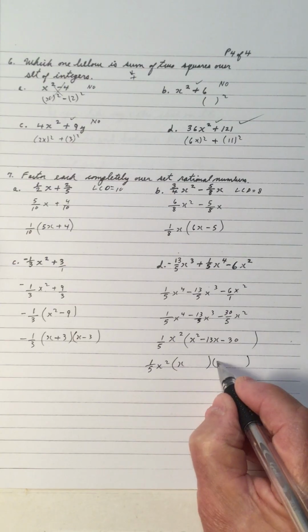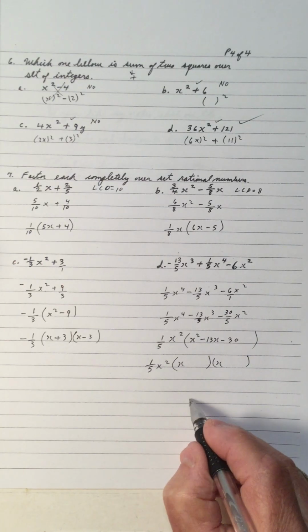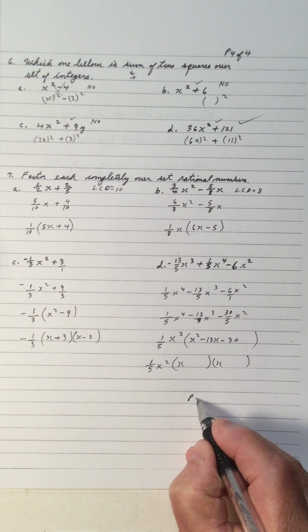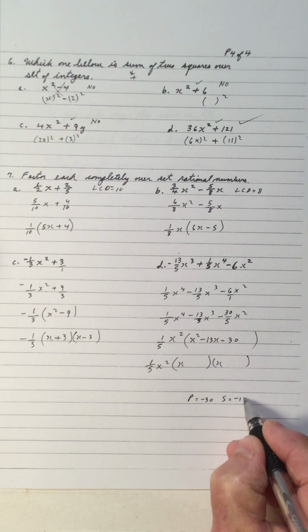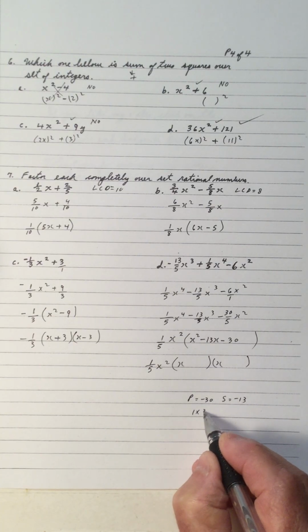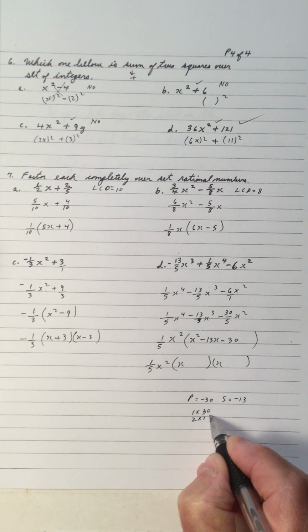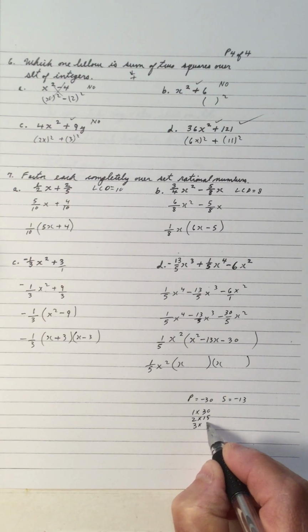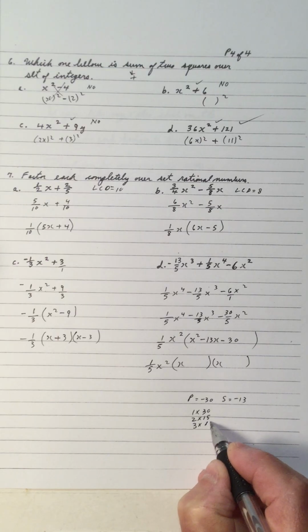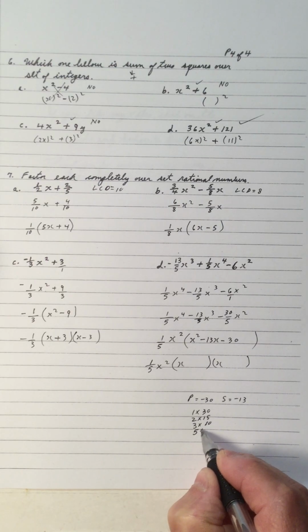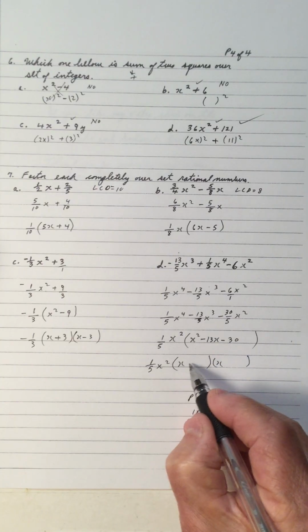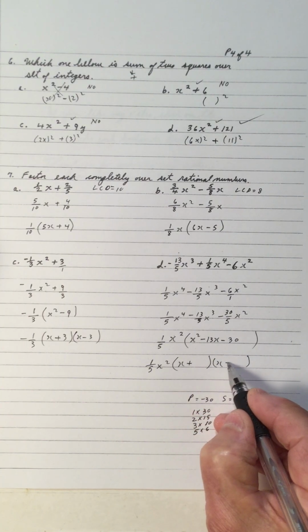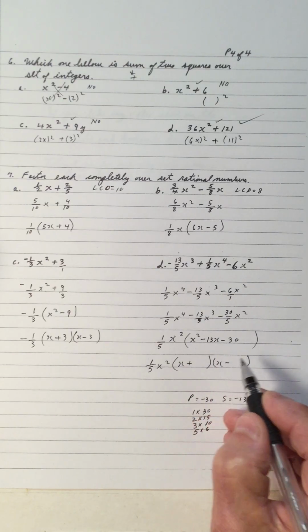x squared is x and x. And just move it down here. We have a product of negative 30. We have a sum of negative 13. So it's 1 times 30, 2 times 15, 3 times 10, and 5 times 6. So we have all these factors. But because the product is negative, we would have a plus and a minus.